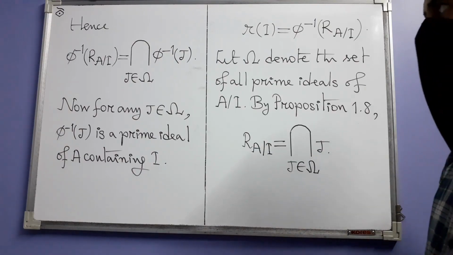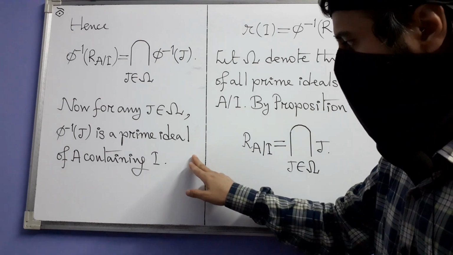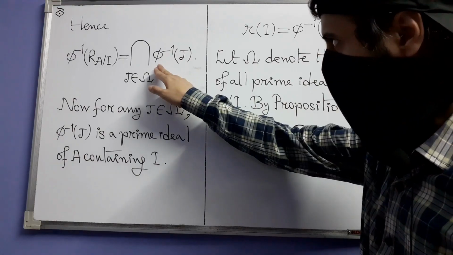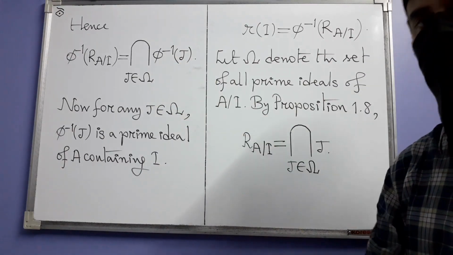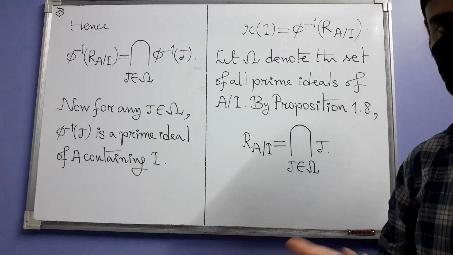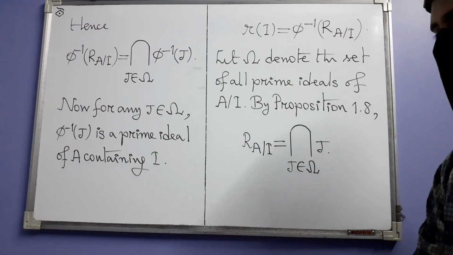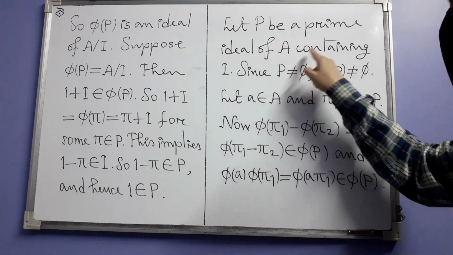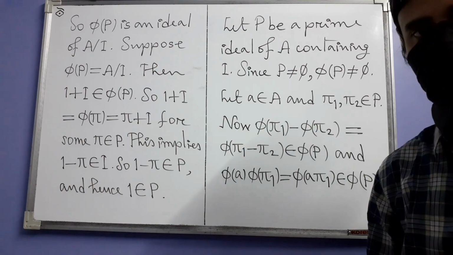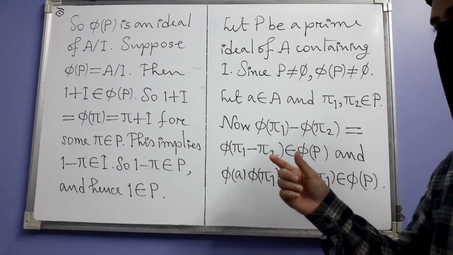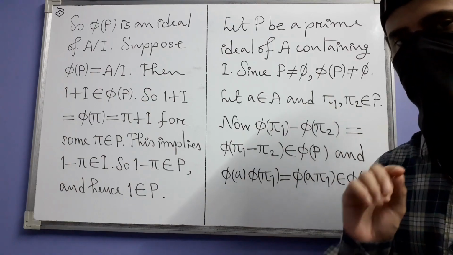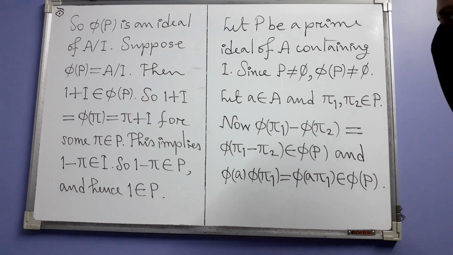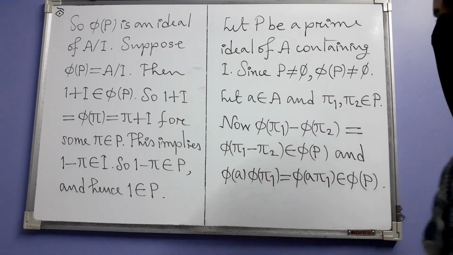Now next, if we consider any prime ideal of A containing I, we are going to show that it appears like this, phi inverse of something from omega, and then our job will be done. So let's go for that next. Let P be a prime ideal of A containing I. Now we want to prove that P is going to appear as phi inverse of J for some J coming from omega. So let's see how we can do that.